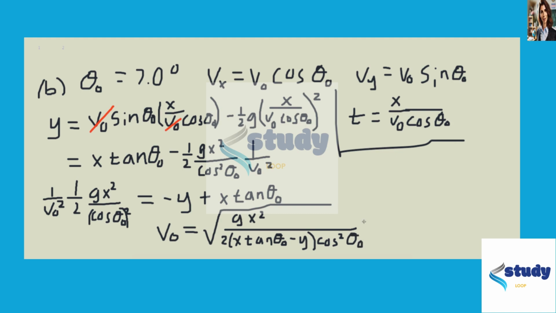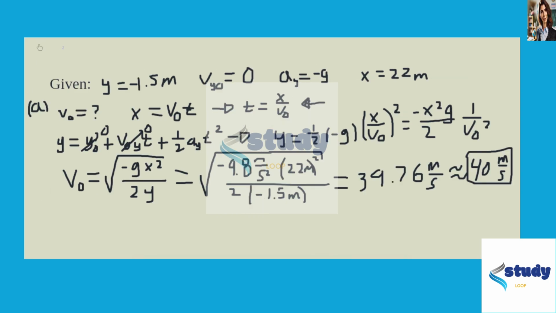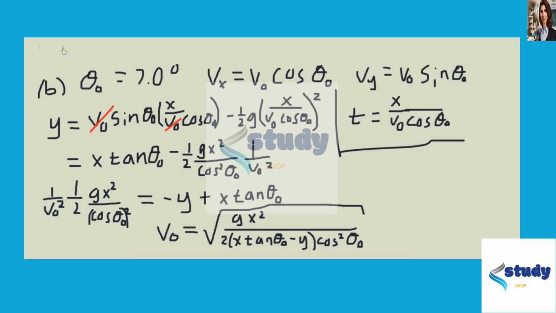Okay, so now you plug in the known values. For g, you have 9.8 meters per second squared. For x, you have 22 meters. For theta naught, you have 7 degrees. And for y, if you go back to the first page, we have minus 1.5 meters. If you plug in all of these known values, you'll find this comes out to equal 24 meters per second.